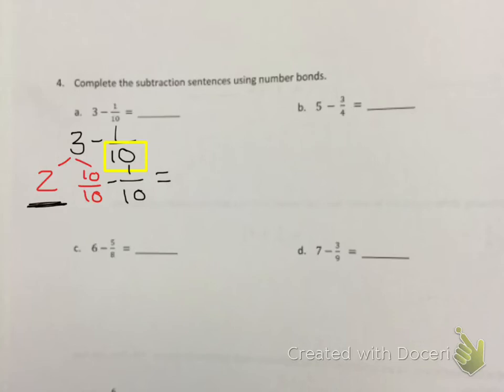Do not forget your 2 whole. Subtract 10 and 1. You'll get 9. And your denominator stays the same. This is your answer. All right.